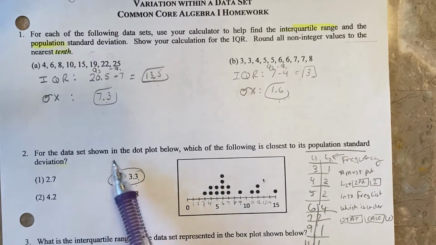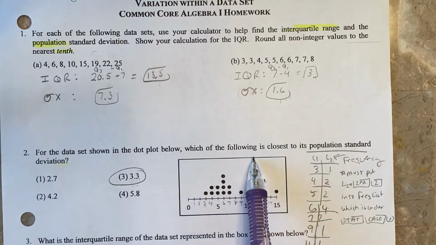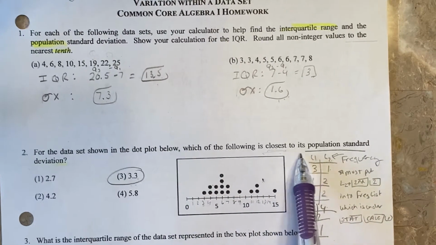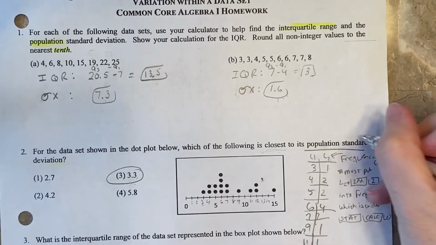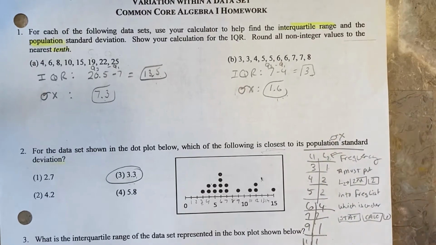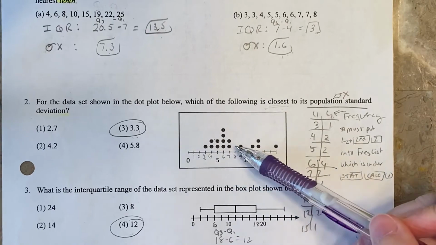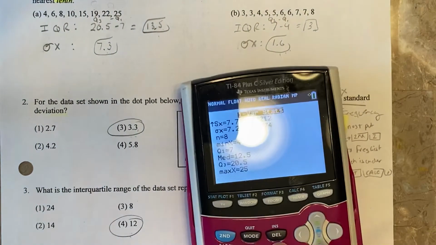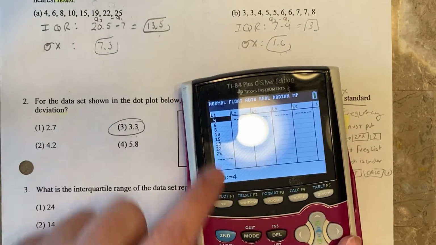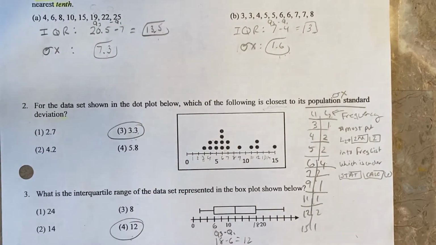Number 2, for the data set shown in the data plot below, which of the following is closest, so approximate, to its population standard deviation? So remember, that's the one that looks like this. Basically, you're just going to take all these dots, because each one represents a number, and put them into stat 1 and just list all the numbers. That's probably the easiest.